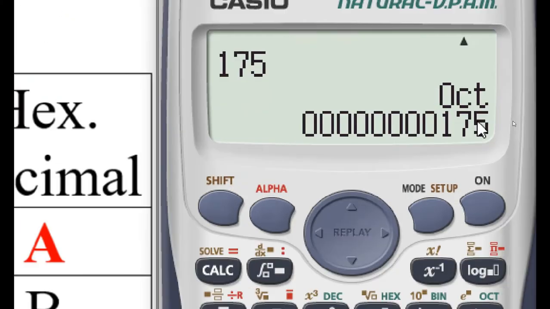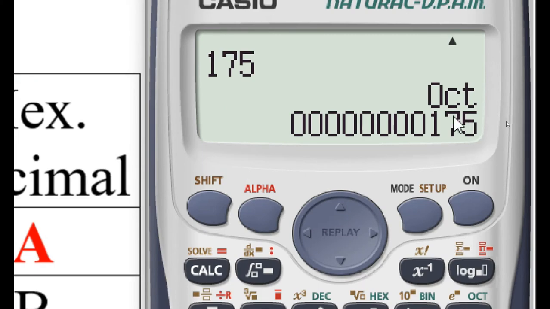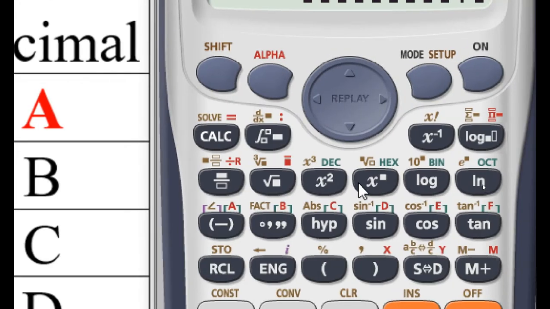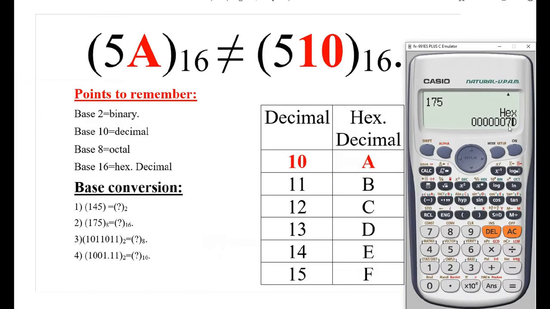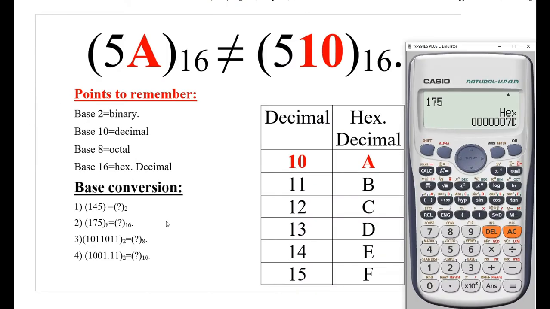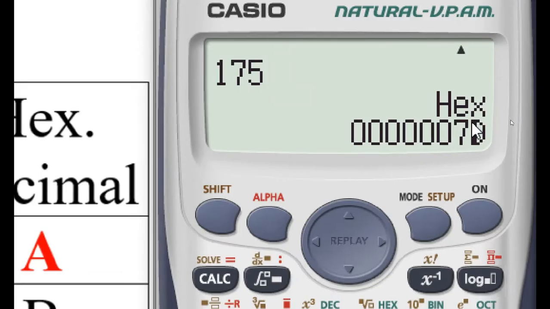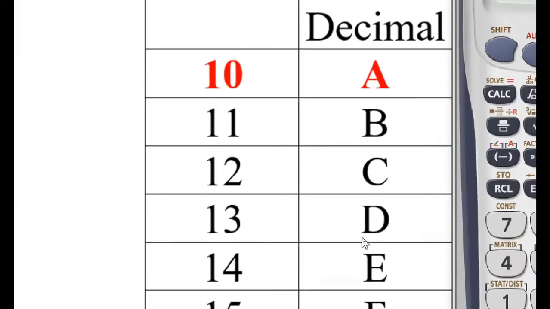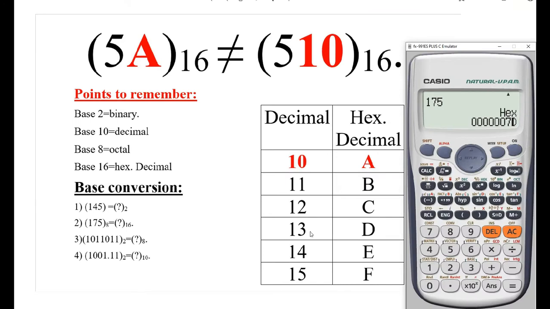Now 175 is stored as a octal number. We are going to convert this into the hexadecimal. So let's search for hexadecimal, HEX, and let's press it. Now 175 in octal number is now converted into the hexadecimal as a 7D, and D means here 13. D represents 13 in decimal. Like this, you can easily convert the number from one base to another base.